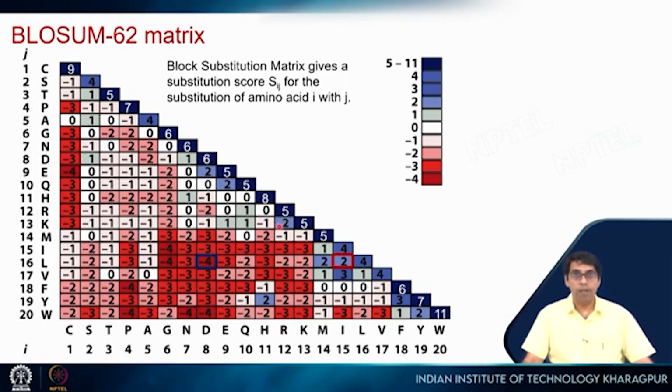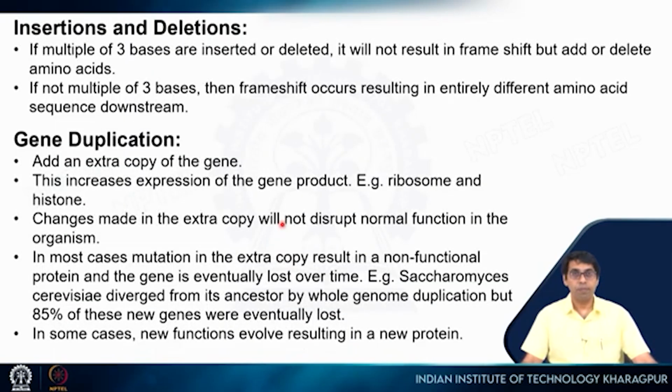On the other hand, lysine to arginine is +2, which means that the observed frequency is more than expected. So lysine to arginine or arginine to lysine, this exchange is observed more than you would expect based on the natural frequency of these amino acids. Okay. So this was all about point mutations, right?